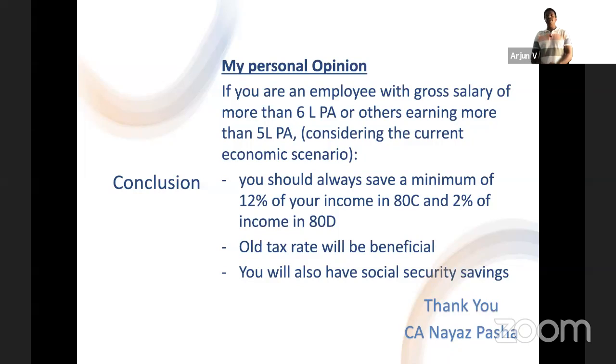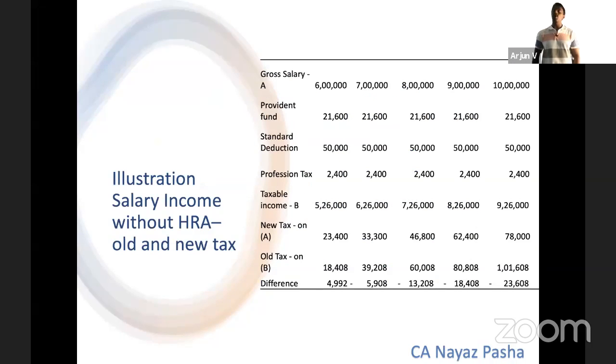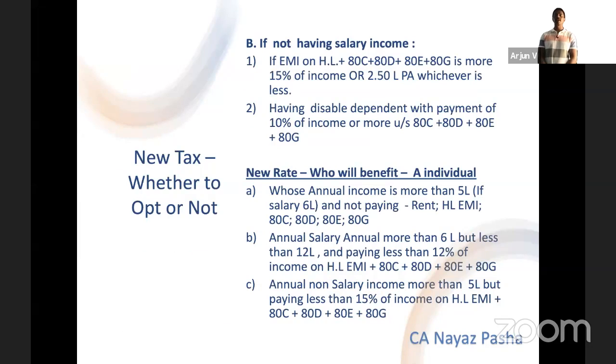My personal opinion: if you are not committed to any kind of savings and have income of more than 6 lakh rupees, as in the previous slide I mentioned, please opt for some savings in the range of 10 to 12% of your annual income and continue with the old rates. You will save taxes in the old rates. Parallelly, you will have the social security or savings with you from the savings you have made.